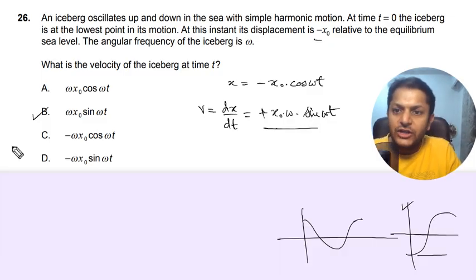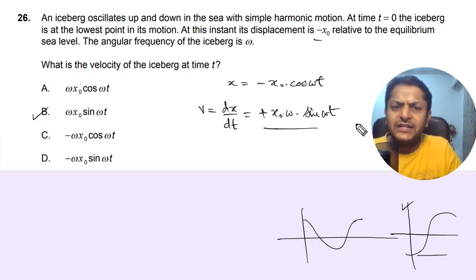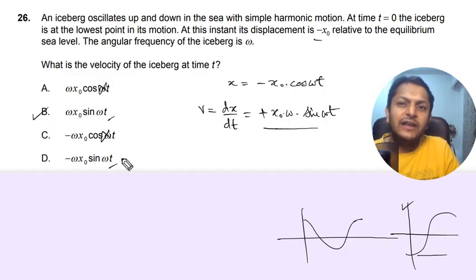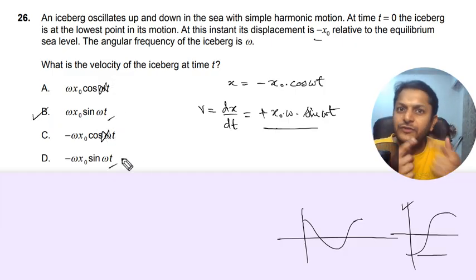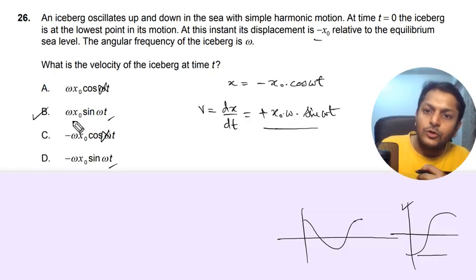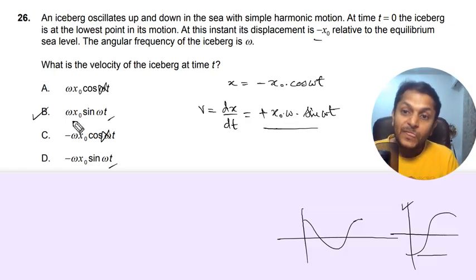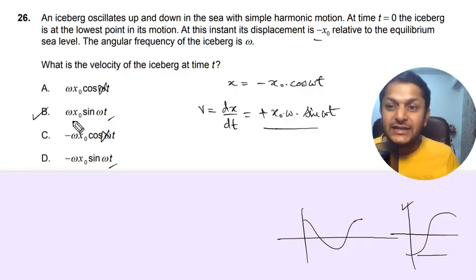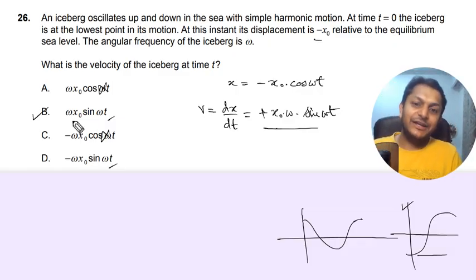Or you can do one thing. You can just imagine that the velocity function will be sine. So this option is wrong, this option is wrong, and then you can just substitute the values. Like, let's say at t is equal to 0, the velocity should be positive. So t is equal to 0. Sorry, it is at the extreme position. No, yeah, it will be very difficult to imagine these kind of things. So I think this is the only method that I can suggest.